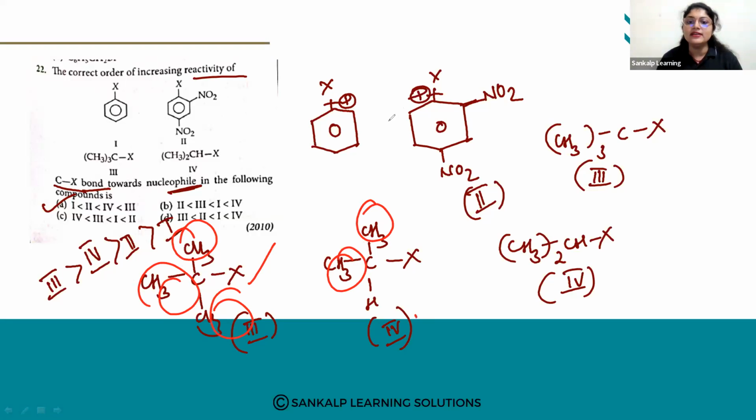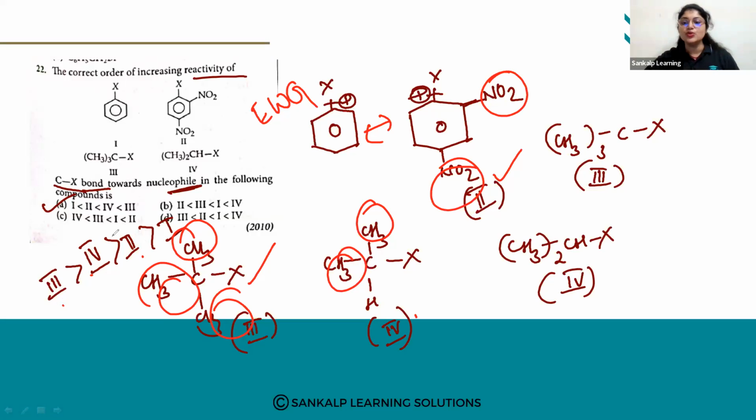Among the aryl ones, whenever electron withdrawing groups are present, the rate of reaction increases towards nucleophilic substitution. Nitro groups are present, so this is the second one. So first comes the third, then fourth, then second and first. The order is A: 1 is less than 2, 2 is less than 4, and 4 is less than 3. So the third is the most reactive. This is the increasing order of their reactivity.